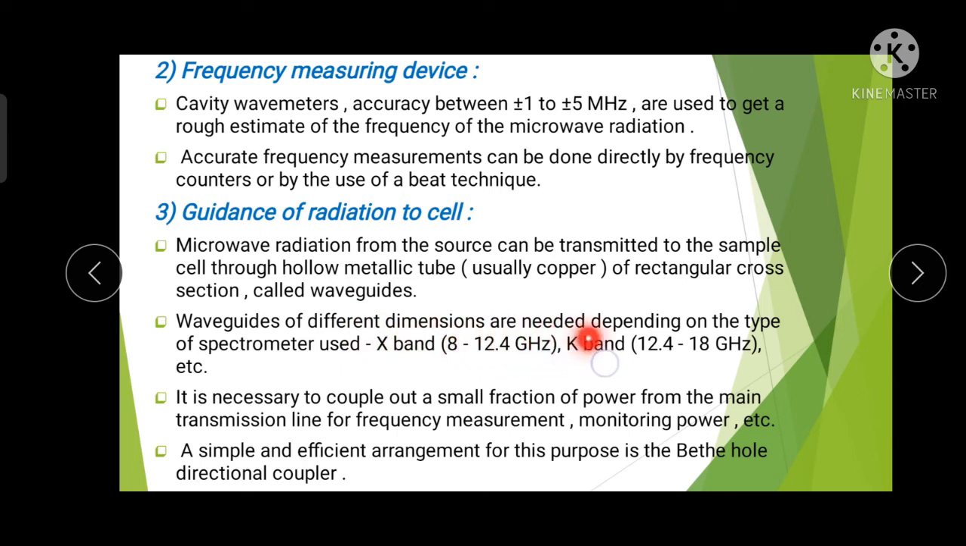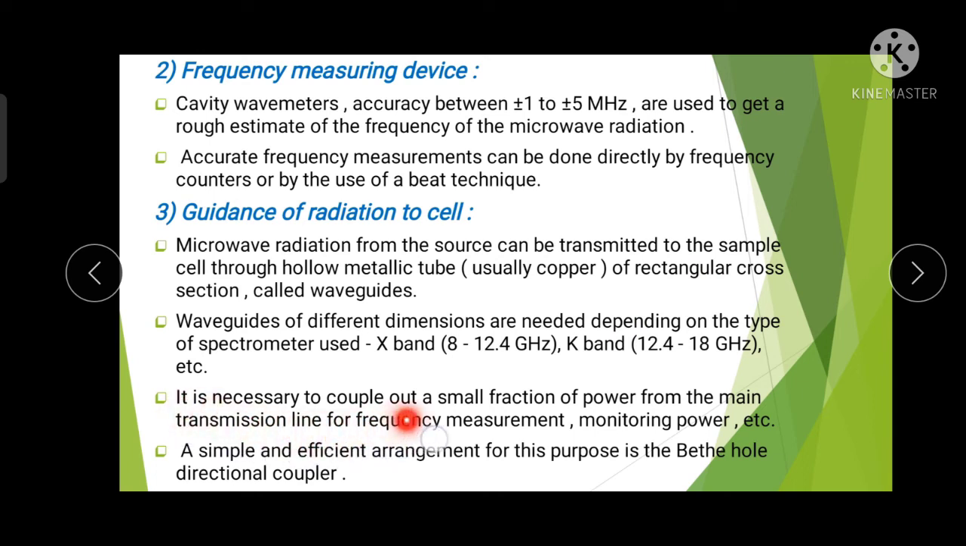Waveguides of different dimensions are needed depending on the type of spectrometer used. That is the X band, which has a frequency range of 8 to 12.4 gigahertz, and the K band, which has a frequency range of 12.4 to 18 gigahertz, and so on. That means there are different types of waveguides. According to need, we can use the particular waveguide. So here the first waveguide is the X band, which has a frequency range in this range, and second is the K band, which has a frequency in this range.